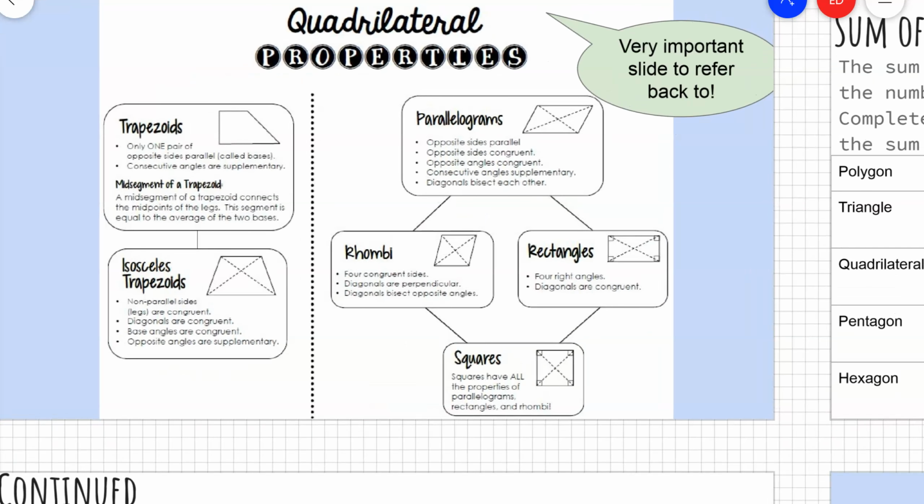Now, the quadrilateral properties, this is an important slide to refer back to because all of your properties are going to be listed right here for you to see. We're going to have lessons on all of these, and we're going to have to find different side lengths and angles based off of those properties. So definitely remember maybe this number because this is a good slide to go back to because it has all of your quadrilaterals listed in one spot.